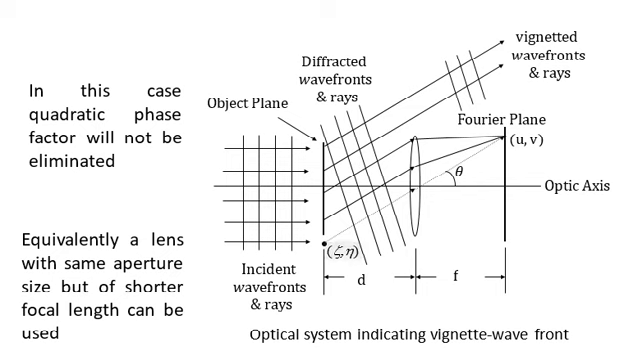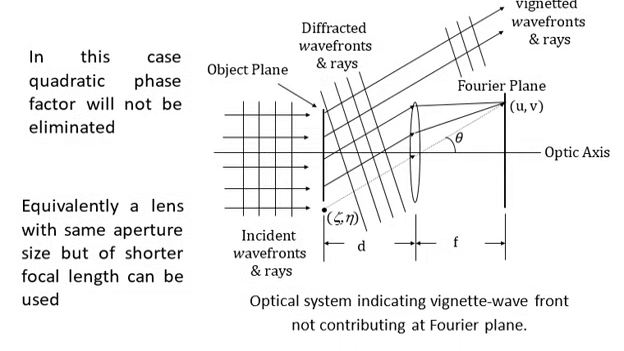So from the point zeta and eta, the light is passing straight through the lens center to the coordinate uv at the Fourier plane. So you can see that the vignetted wave front is the wave front that has not been captured by the lens, due to the limited size of the lens aperture. Some part of that diffracted wave front has been captured by the lens, whereas the part which has not been captured by the lens is referred to as the vignetted wave front.